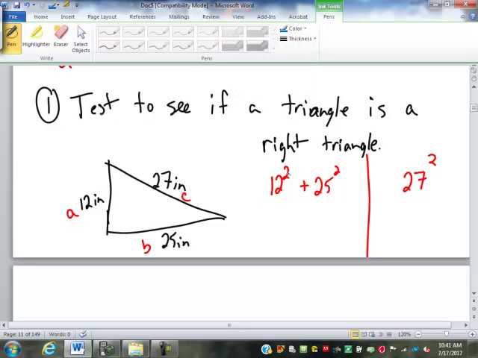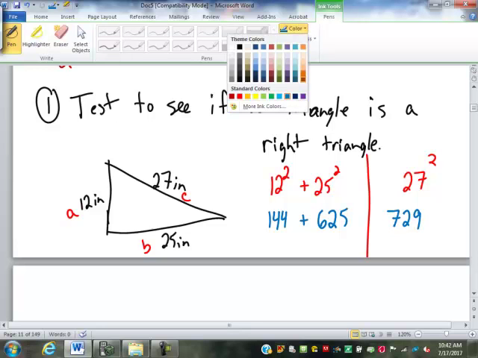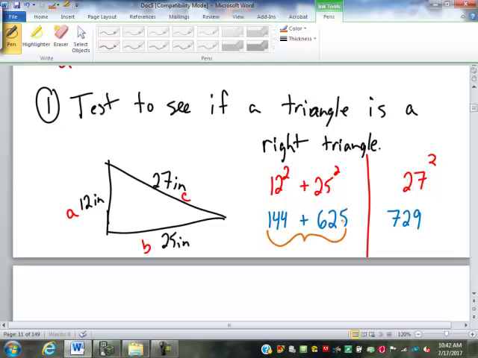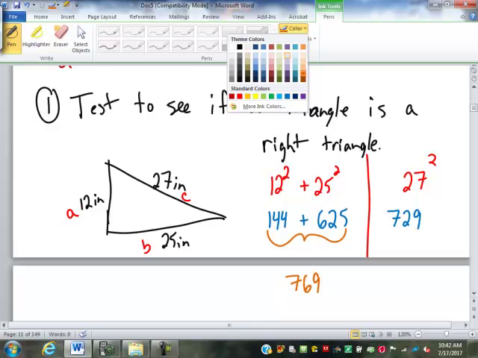What is 12 squared? 144. 25 squared? 625. 27 squared? 729. If I add these together over here, 144 and 625, I get 769. This is not a right triangle, is it? So it's not going to be a right triangle.